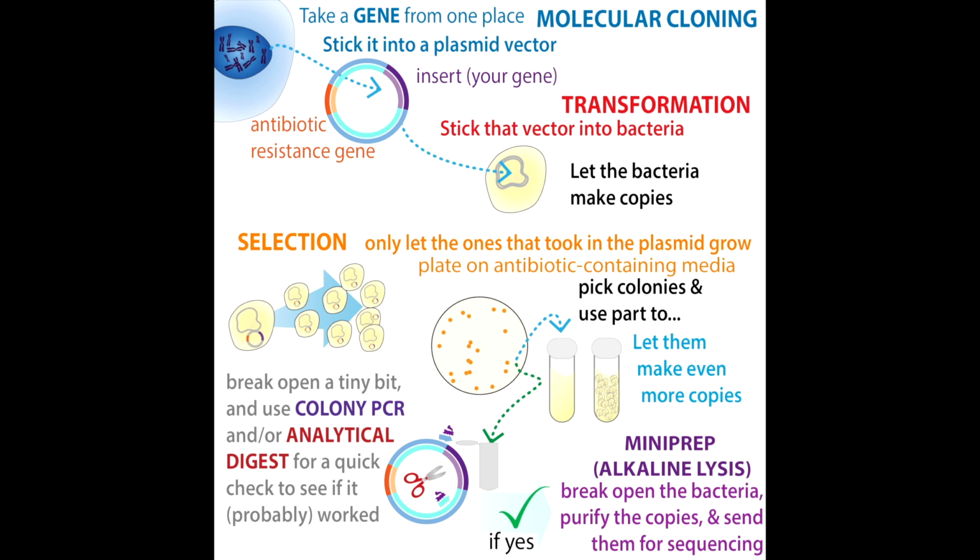What we're talking about is just taking a gene from one place and sticking it into a different place that's easier to work with. And so we call this recombinant DNA or recombination, because we're combining DNA from different places. So usually what we do in molecular cloning is we take a gene containing the instructions for a protein that we want to study.